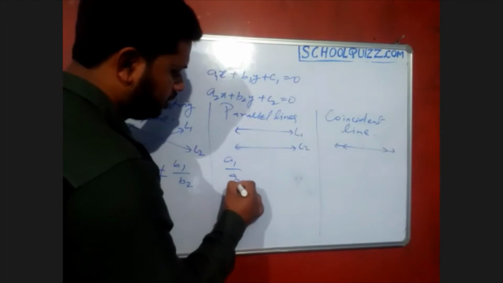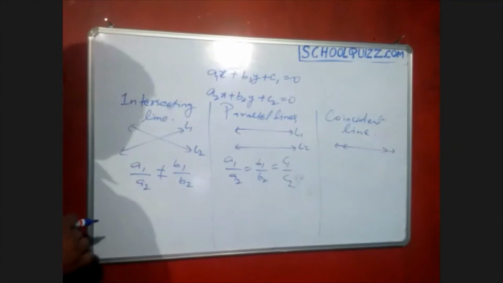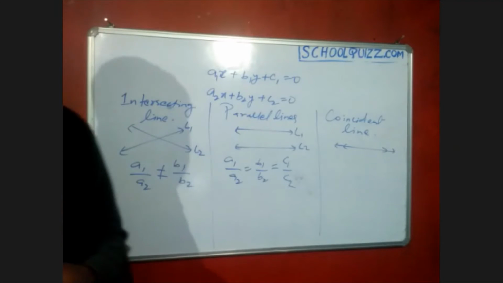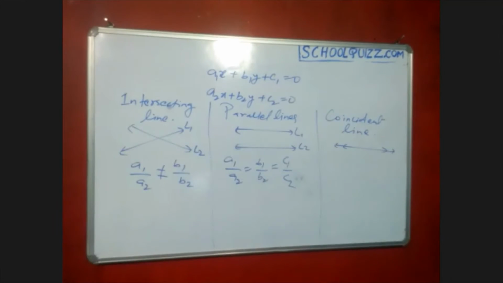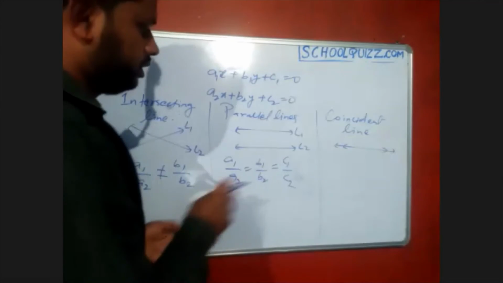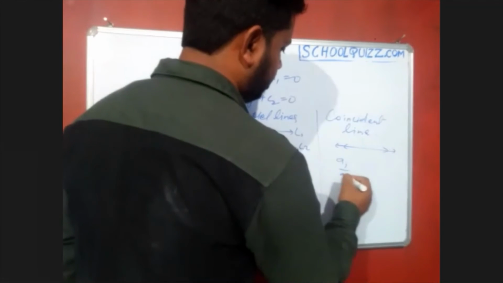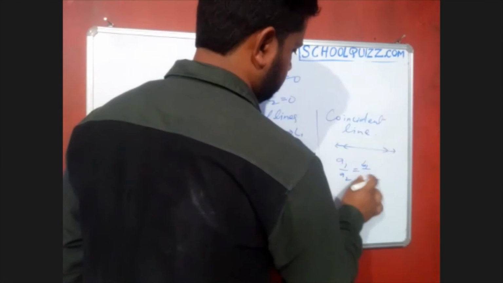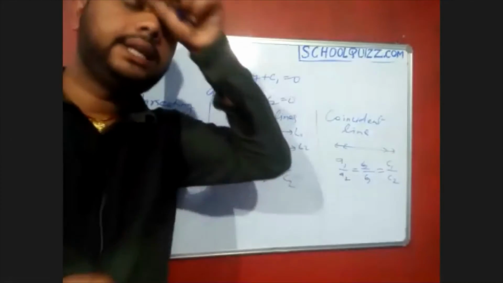If the lines are parallel, a1 by a2 equals b1 by b2, but that should not be equal to c1 by c2. Sorry, this one is parallel when c1 by c2 is not equal to the others. Next, coincident lines mean a1 by a2 equals b1 by b2, and that equals c1 by c2. If all these are equal, then we can say the lines are coincident.